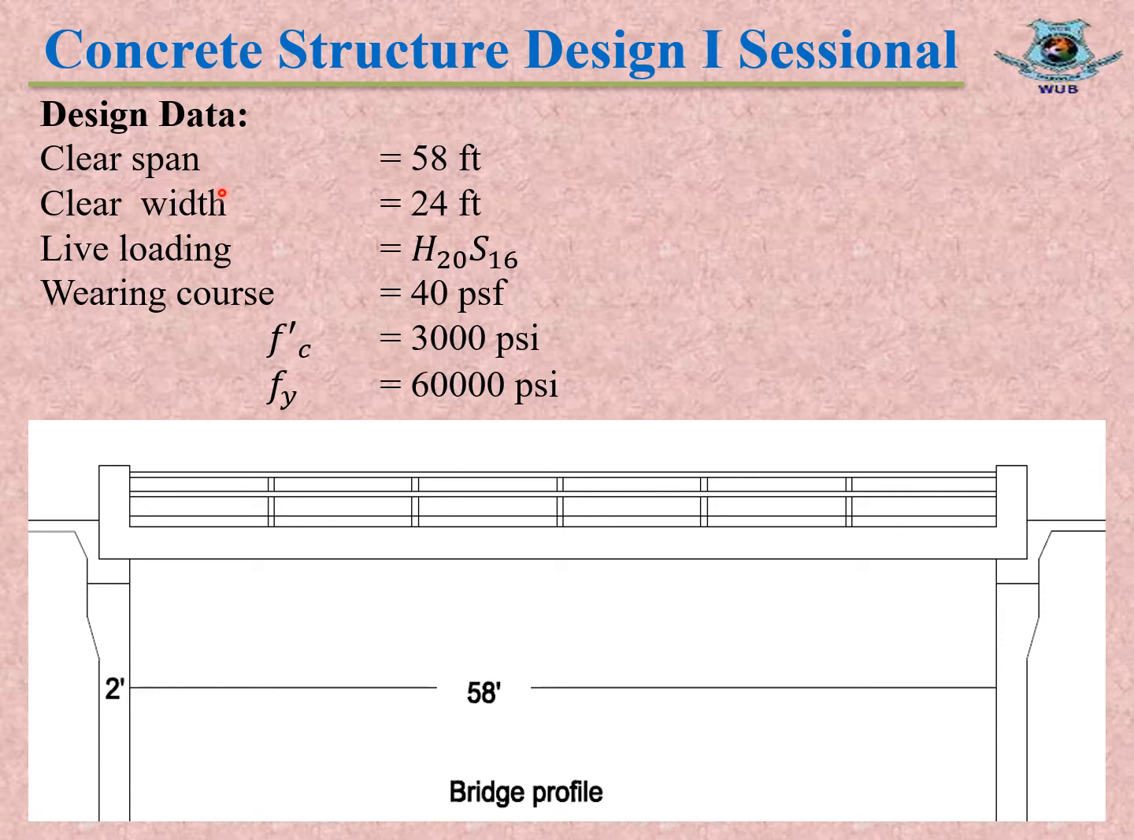Here, clear span is 58 feet, clear width is 24 feet, live loading is H20 S16, wearing force is 40 psf, compressive strength of concrete f'c equal to 3000 psi, yielding strength of steel fy equal to 60,000 psi. This is the bridge profile we will design, whose span length is 58 feet.